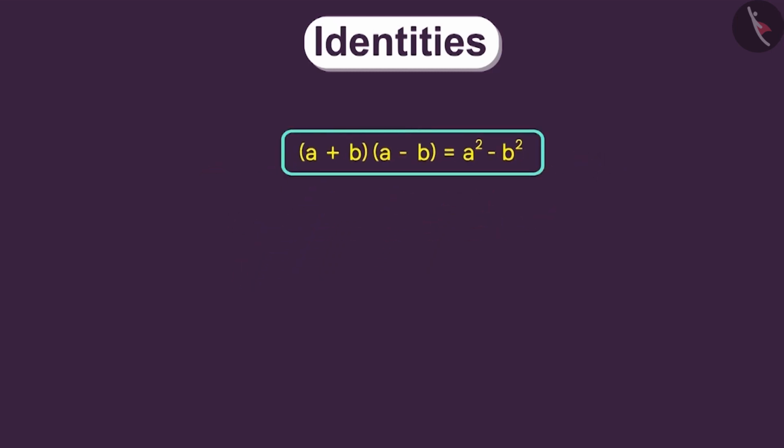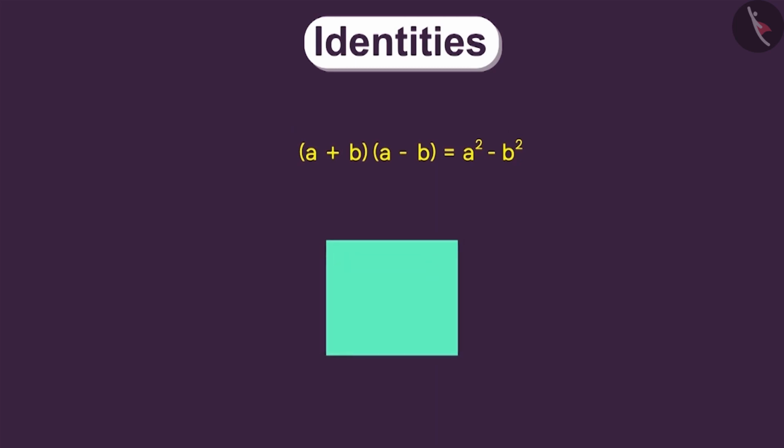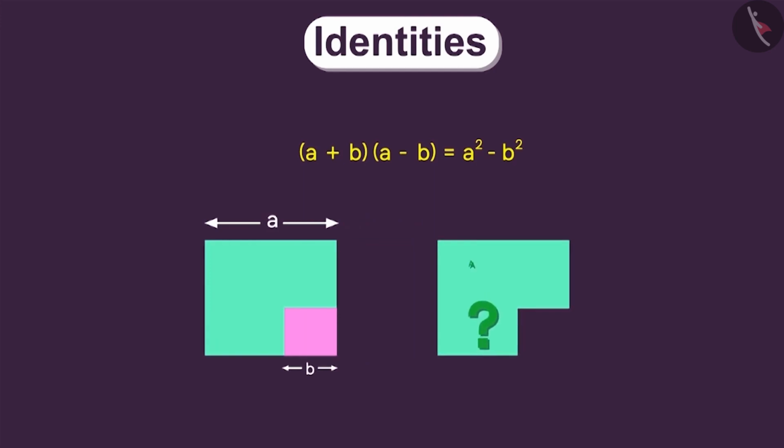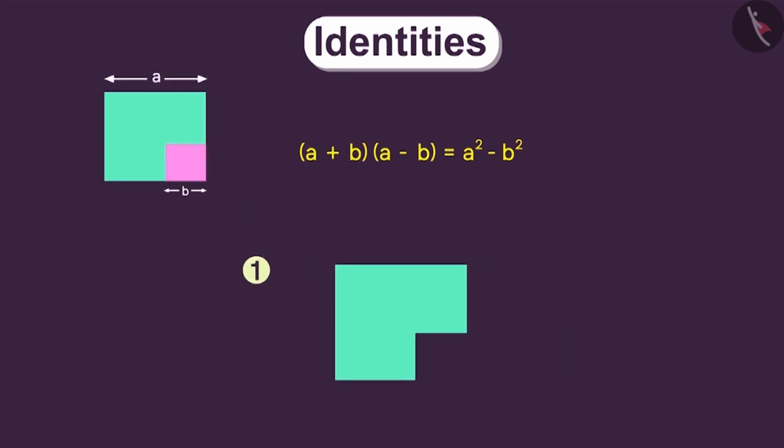There is also an interesting way to prove this identity. Let's say we have a square and the length of its side is A. And we will remove a small square with side B from it. Can you tell me what will be the area of this remaining portion? There are two ways to find the area of this remaining portion. Let's look at the first one.